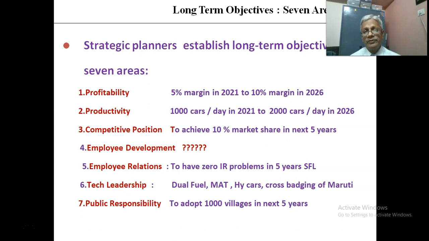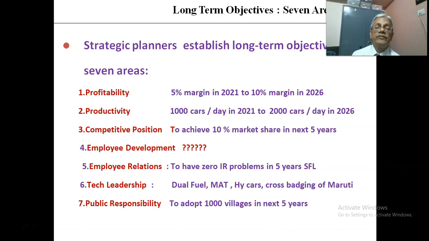I would like the margin to improve from 5% in 2021 to 10% in 2026. Or productivity: I want to double the productivity from 1000 cars per day to 2000 cars per day. Or I want to improve my market share. In the next 5 years, I would like to have a 10% market share. Then what about employee development? We'll see in the next slide. Then you're talking about employee relations. Suppose you face some IR problem, you try to have zero IR problems in the next 5 years. That's what Sundaram Fasteners did.